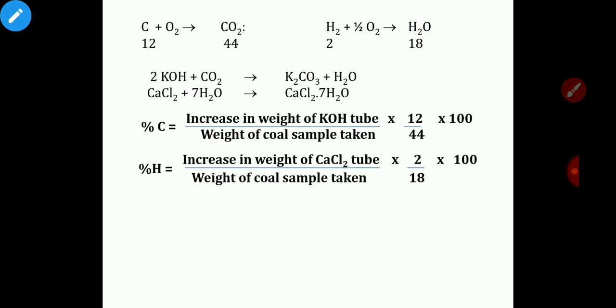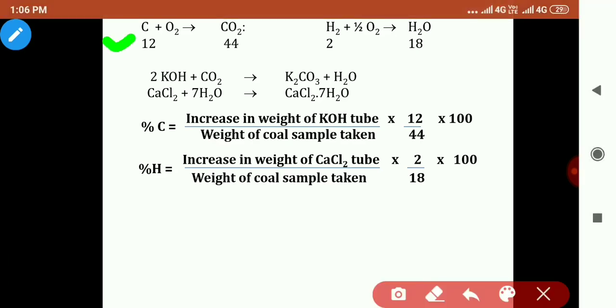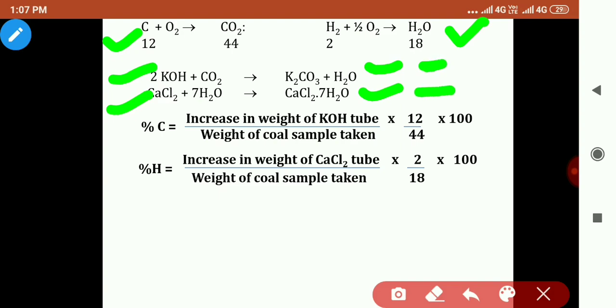So let's see how. Here you can see that carbon combines with oxygen to form carbon dioxide and this carbon dioxide is absorbed in KOH. So when absorption takes place with KOH, this reaction occurs. Similarly, hydrogen combines with oxygen to form water. When these gaseous products are passed through the calcium chloride tube, calcium chloride combines with water forming calcium chloride dot 7H2O. So in this way, with the help of the increase in weight of the calcium chloride tube and the KOH tube, we determine the percentage of carbon and the percentage of hydrogen.